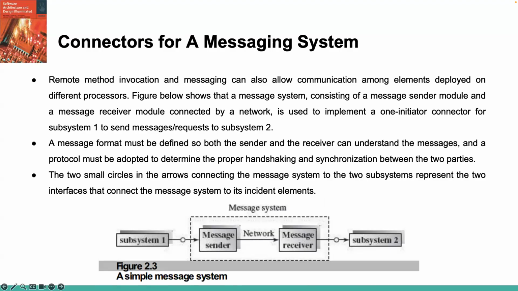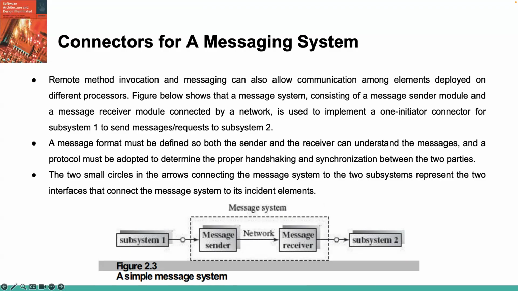In many systems, the elements we want to connect might not even be on the same machine. For example, think of an online shopping app where you are on your phone and the backend server is far away in a data center. To communicate, we need special mechanisms like remote method invocation or RMI or messaging system.